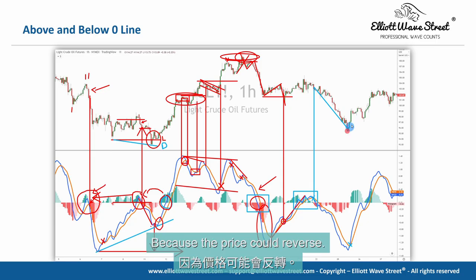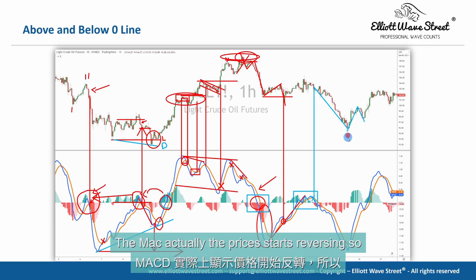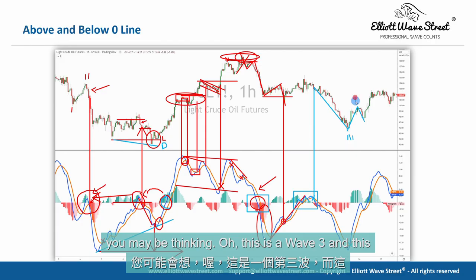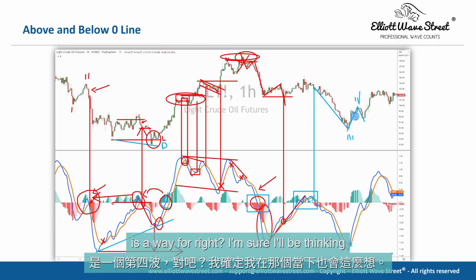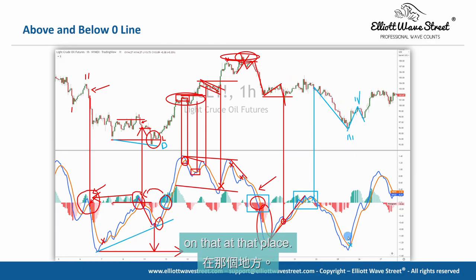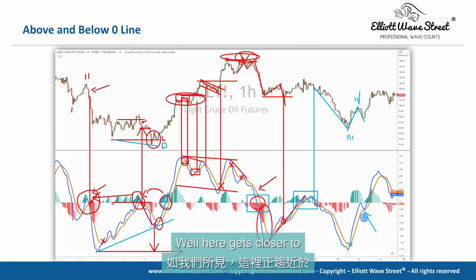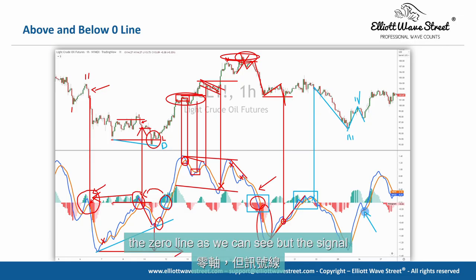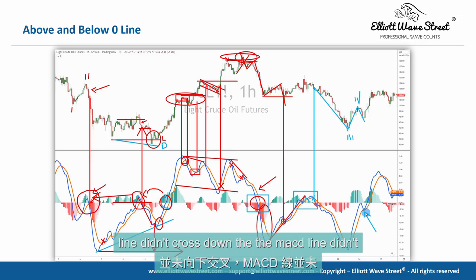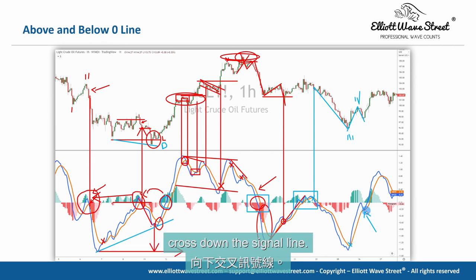Actually, the price starts reversing, so you may be thinking, oh, this is a wave 3, and this is a wave 4, right? I'm sure I'll be thinking on that at that place. But let's see if the MACD shows us a sell signal. Well, here it gets closer to the 0 line, as we can see, but the signal line didn't cross down, the MACD line didn't cross down the signal line. We didn't have a sell signal.